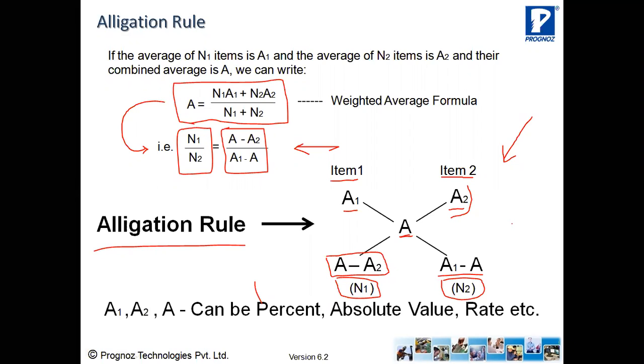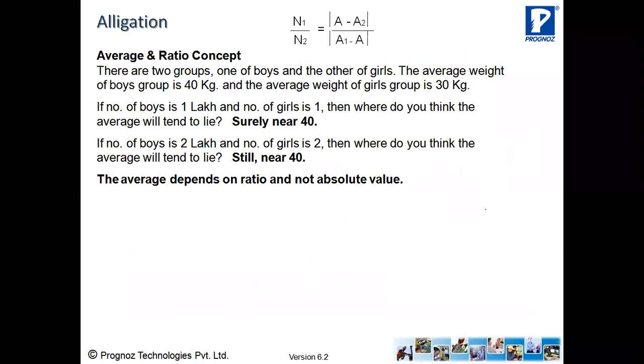ये clear हुआ? Diagram clear हुआ? Yes, sir. हाँ सर. Okay. So next diagram आप याद रखिएगा. Now one more thing you should see here. This top में जो आप देख रहे हैं N1 by N2, this one. This is always the modulus. Sign से फर्क नहीं पड़ता है. Sign कुछ भी हो सकता है. It is always modulus. So N1 by N2 is A minus A2 by A1 minus A. Okay.